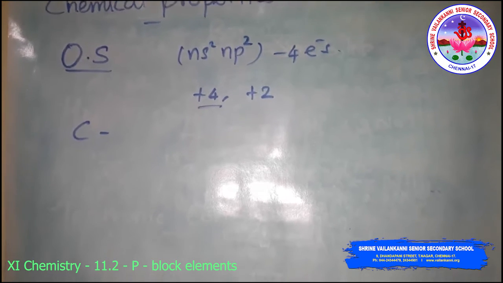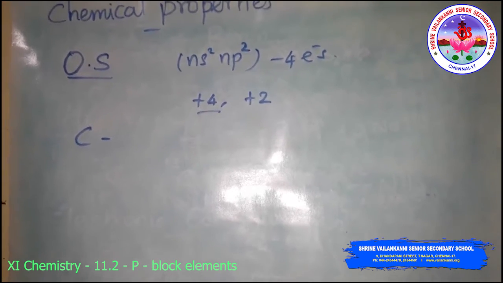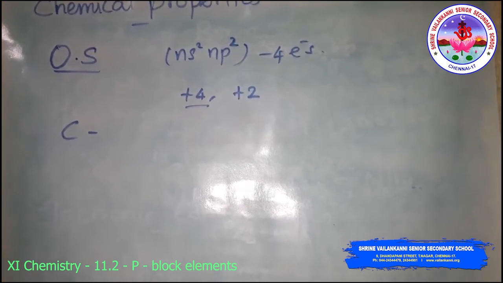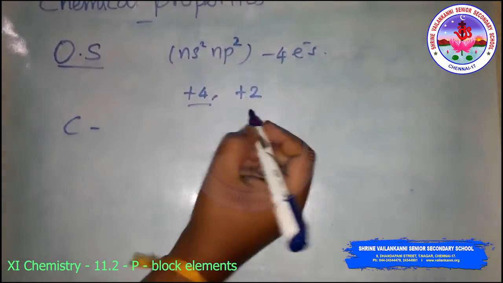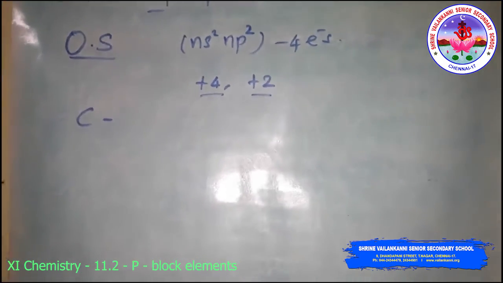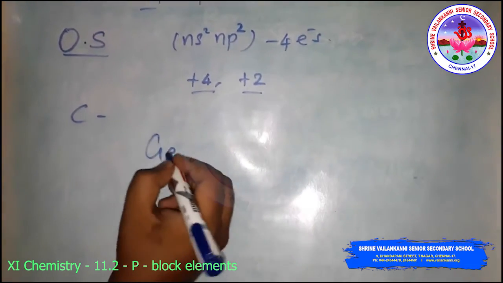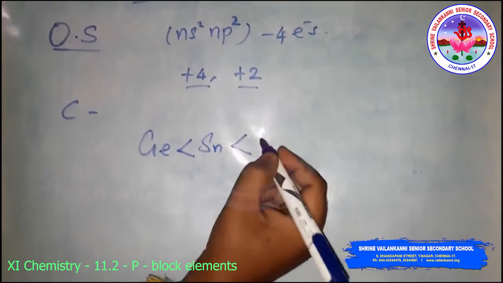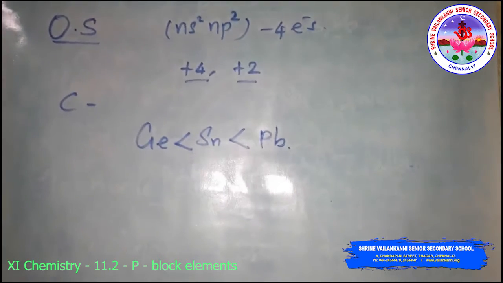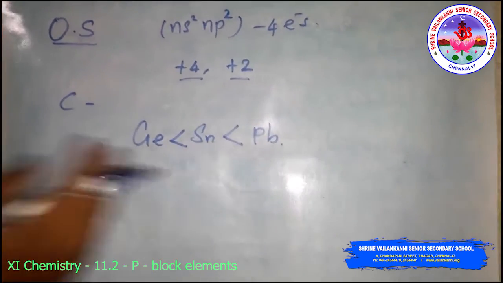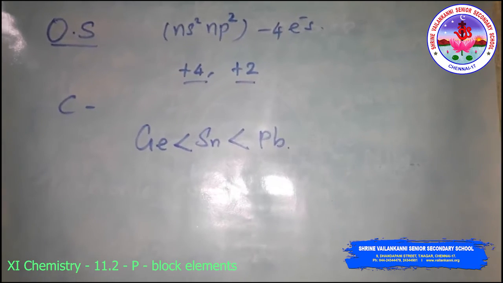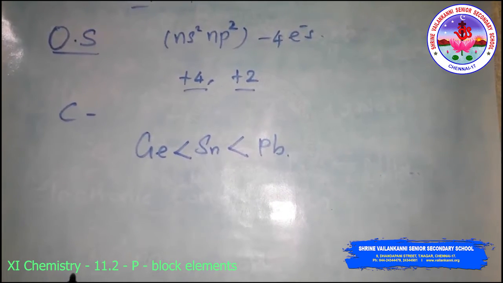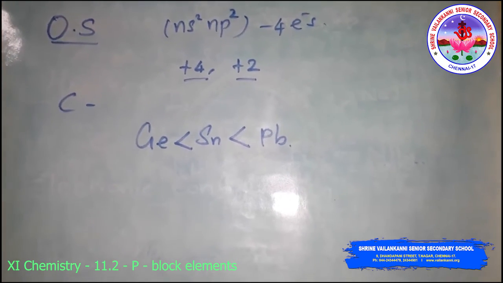Here, in the compounds of the heavier members, like lead and tin, the tendency is to show the +2 oxidation state. The order is germanium is less than tin, which is less than lead. Okay, that is, the +2 oxidation state increases like this. The reason for this is the inability of the ns2 electrons of the valence shell to participate in bonding.